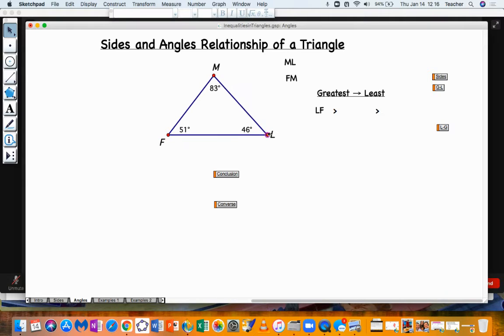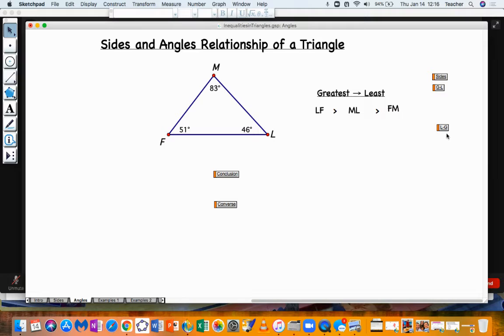Now, if you recognize the greatest to least, we're using these greater than symbols and just filling in these gaps. Okay? Let's actually make this different. So 83, we changed that to 83, but it still makes FL the longest. So the next largest angle is 51. Opposite that is ML. So that would be my next longest. And then my smallest angle is going to produce my shortest side, which is FM. Okay, that's how we would do that.